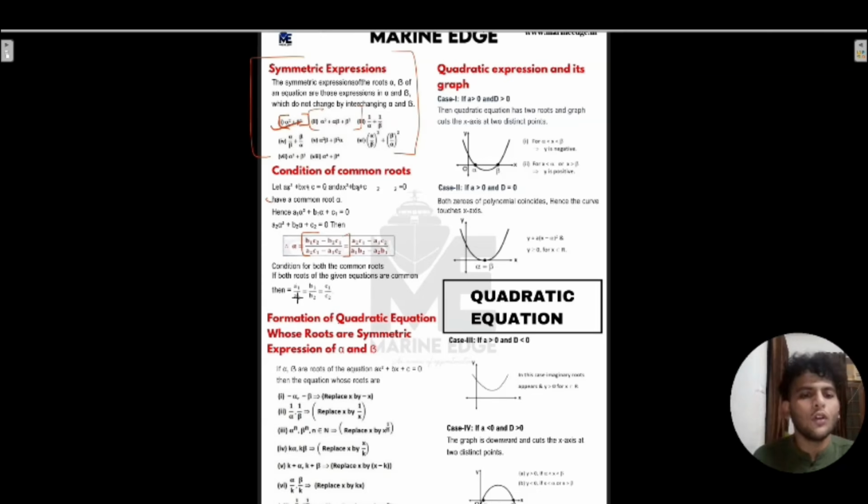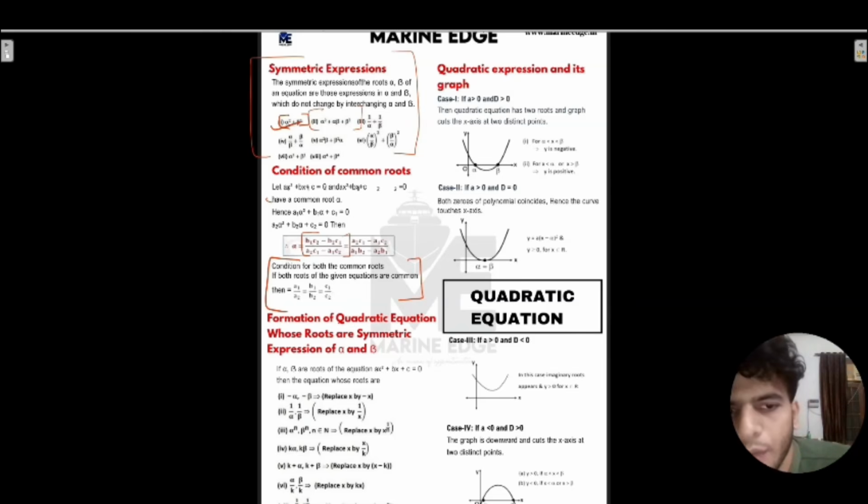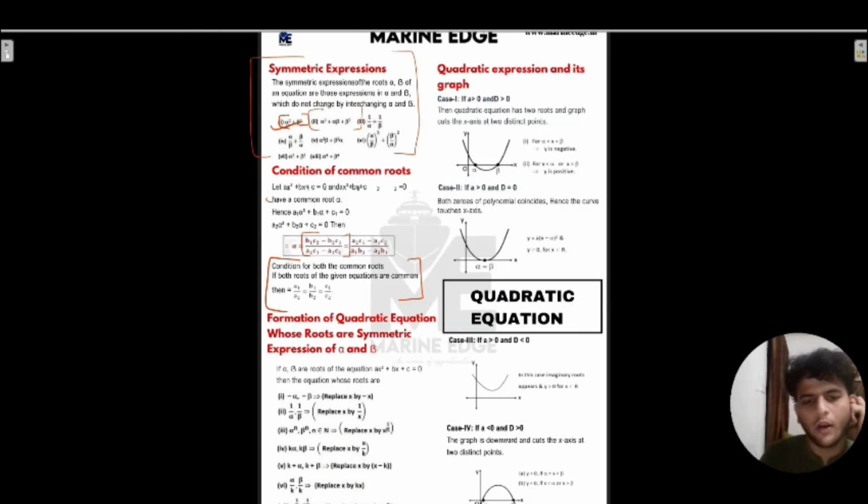The condition for both the common roots, that is, this is only valid when we have a single common root. Okay, but now we want that both of the roots should be common to both of the equations. So we now have a1 upon a2 is equal to b1 by b2 is equal to c1 by c2. This is how we use the formula to calculate the condition for common roots, that is, both of the roots should now be common.